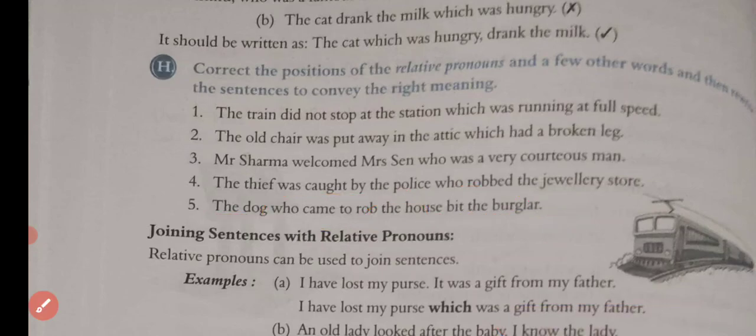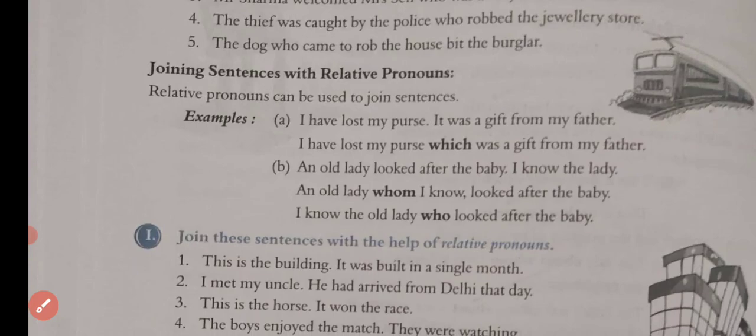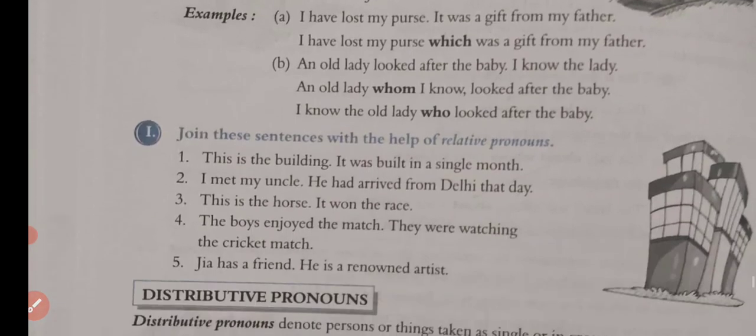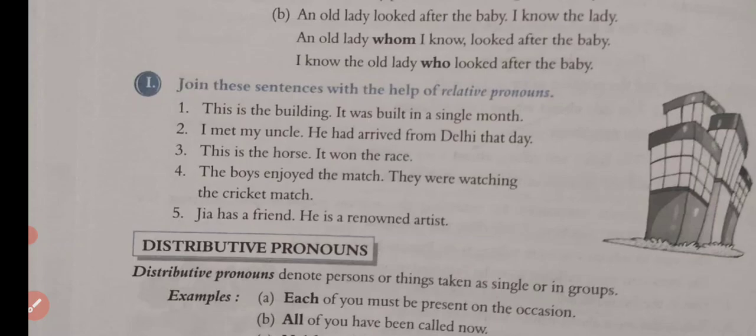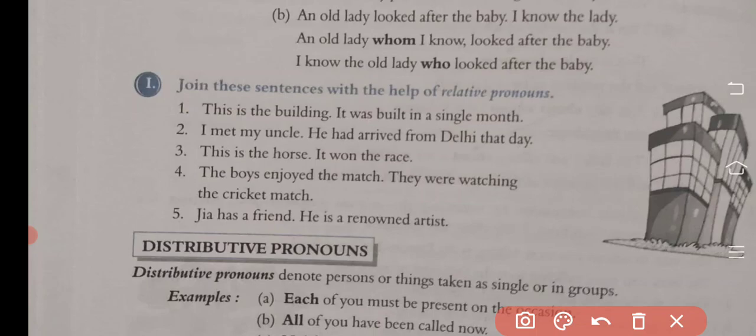Now let's see the next exercise, which is exercise number I on page number 38. Here it is saying, join the sentences with the help of relative pronouns. Join the sentences with the help of relative pronouns. So let's see how it will work. This is the building. It was built in a single month. So what do we have to do? We have to use relative pronouns here. Which, when, WH family words.